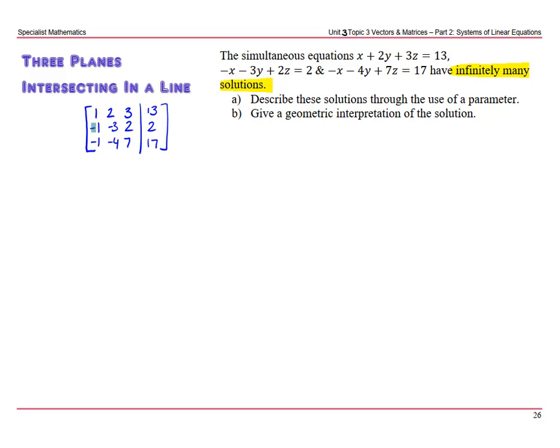Now I'm going to do something I haven't done before. I'm going to do two steps in one. So I have two negative ones here and I have a 1 there. So I'm going to go row 2 plus row 1 and I'm going to go row 3 plus row 1 at the same time. So negative 1 plus 1 is 0, negative 3 plus 2 is negative 1, 2 plus 3 is 5, 2 plus 13 is 15. Negative 1 plus 1 is 0, negative 4 plus 2 is negative 2, 7 plus 3 is 10, 17 plus 13 is 30.